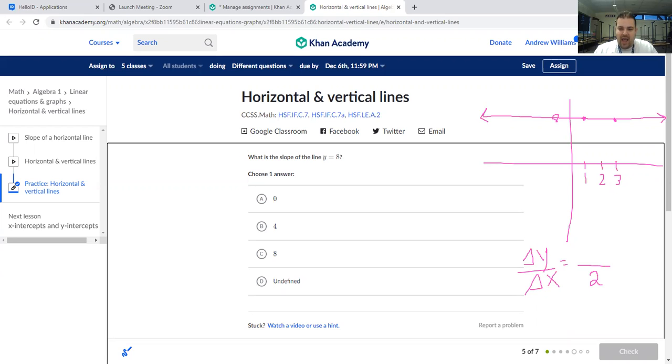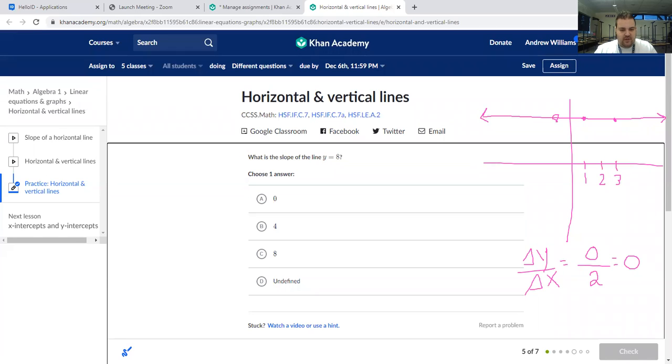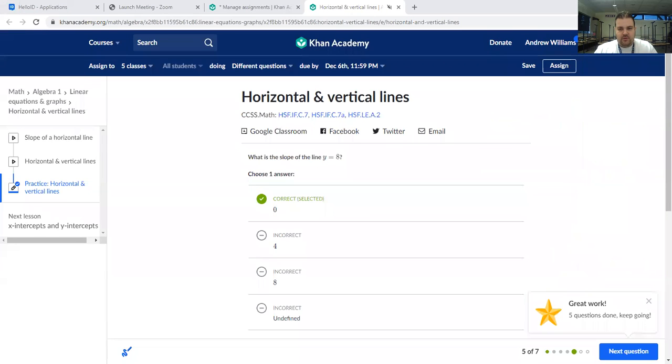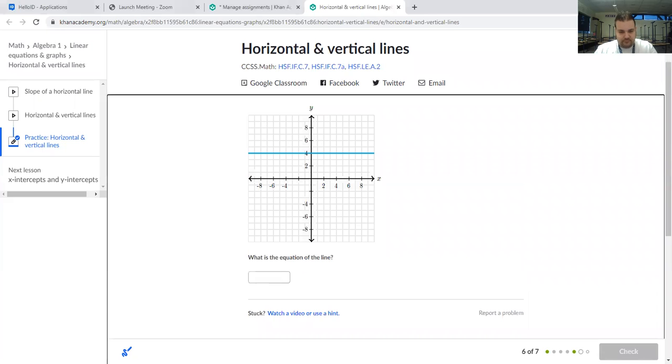My change in y goes from 8 to 8. My y value does not change. So we end up with a change in y of 0. Notice how it's rising 0, running 1. Rising 0, running 1. We end up with 0 over whatever number, depending on which point you chose. 0 divided by anything is 0. So the slope of a horizontal line is always 0. All right. Let's go ahead and move on to the next one.